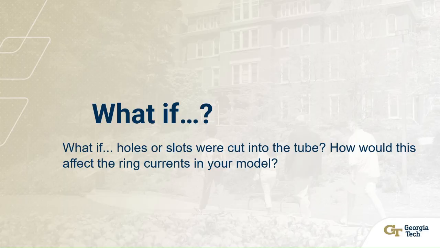Finally, what if holes or slots were cut into the tube, and how would this affect the ring currents in our model? Cutting holes or slots breaks the closed conducting loops needed for currents. With interrupted paths, the induced currents become much weaker or disappear entirely. This reduces the magnetic braking force so that the magnet would fall faster, closer to free fall, compared to a continuous tube. That is it.